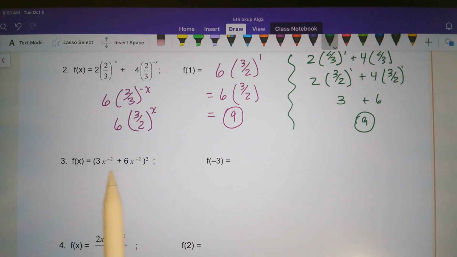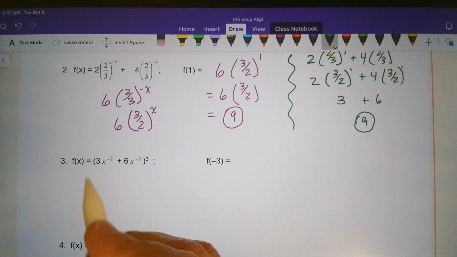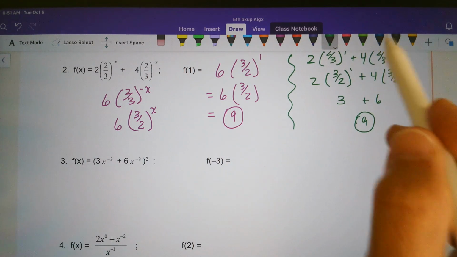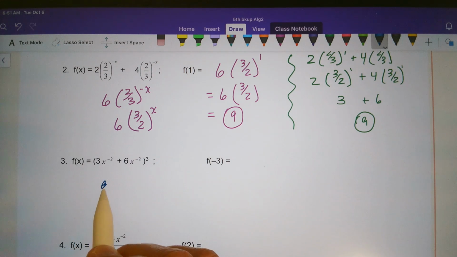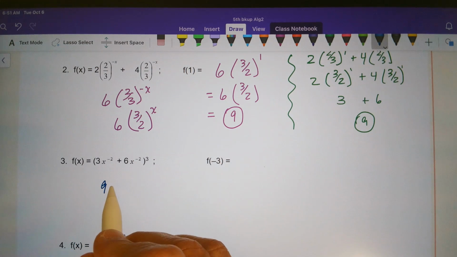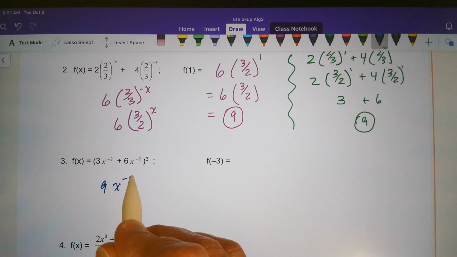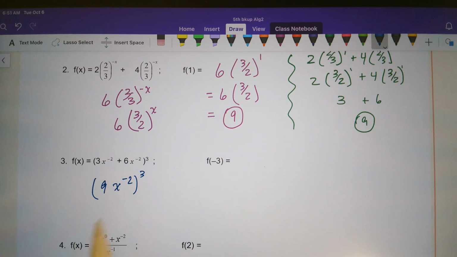Okay, the next one, I see like terms inside parentheses here, so I'm going to combine those like terms. So 3 plus 6 is 9, x to the negative 2 raised to the power of 3. And let's distribute. This would be 9 to the power of 3, x to the negative 6, right? Power to a power we multiply.